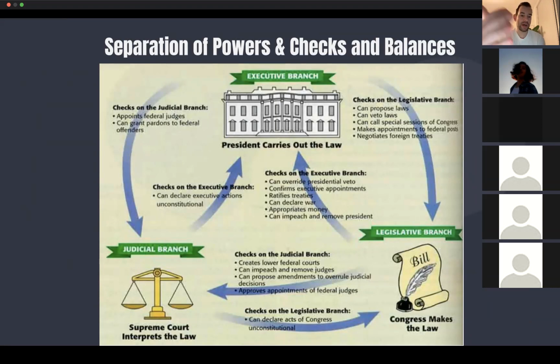So we just talked about the judicial branch. They can declare laws unconstitutional. They can also declare executive actions unconstitutional. So really, really huge power there. Whereas the president gets to appoint Supreme Court justices, really important power there. President can veto laws. Congress makes the laws. Congress gets to approve Supreme Court justices. It goes on and on and on.